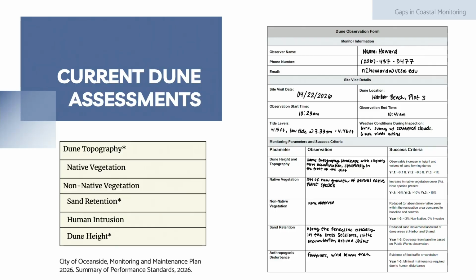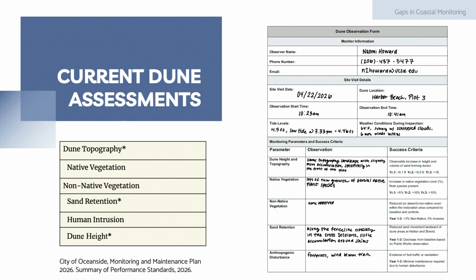The city of Oceanside gave me a qualitative coastal monitoring framework to follow each week as I visited the dune restoration sites. I was asked to record daily metadata, tidal cycles, and the overall success of each dune installation, including dune topography, native vegetation, non-native vegetation, sand retention, human intrusion, and the overall dune height of each of the 9 sites. The image on the right is an example of an observation form that I used to record information for all of these categories. These criteria are used to evaluate the overall performance of the restoration project and are due to be delivered in a brief annual report for the next 3 to 4 years to key stakeholders throughout the duration of the pilot study.